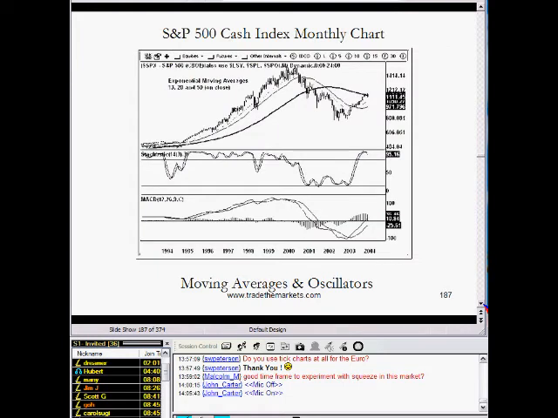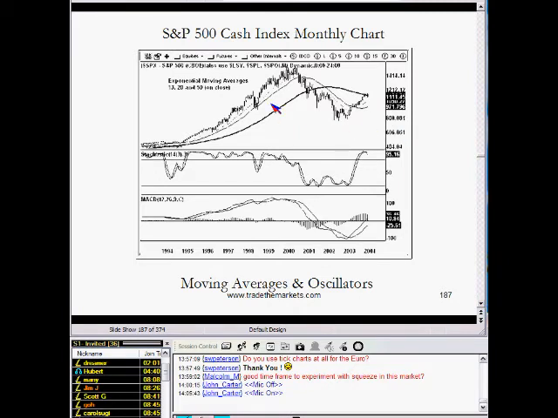Okay, so let's start off with the charts that I look at every day. Now, the charts that I look at are actually a little more colorful than this. We just had to use black and white charts so that they would print easier in this booklet. But you can see that this is a monthly chart of the S&Ps. The main thing that I'm looking at here are the moving averages and the oscillators, and this is exactly how I set up my charts.